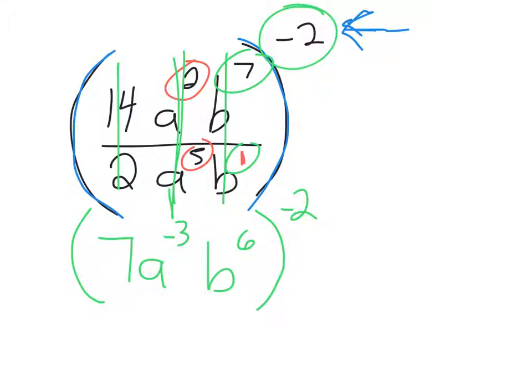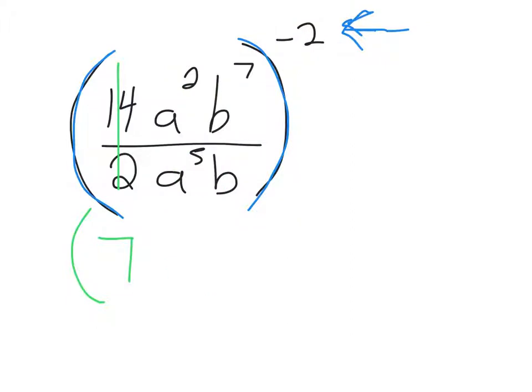Let's now apply our power rule, which says when we have something in parentheses and we're raising it again to another power, we need to actually apply that. Think of it as kind of the distributive property. Let me get some of this confusing stuff out of the way here. Let's take what we have simplified right now. Right now I have 7a to the -3rd, b to the 6th, all raised to the power of -2.